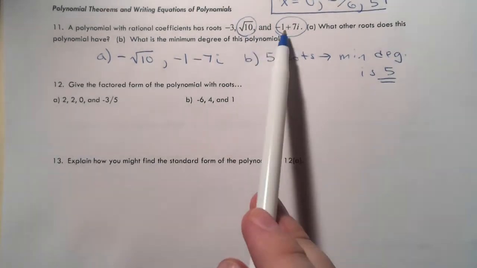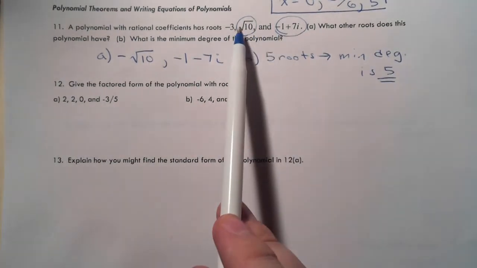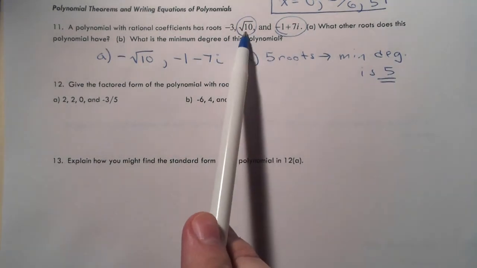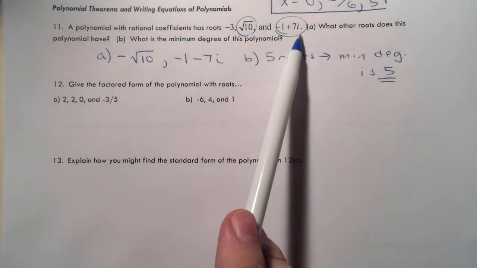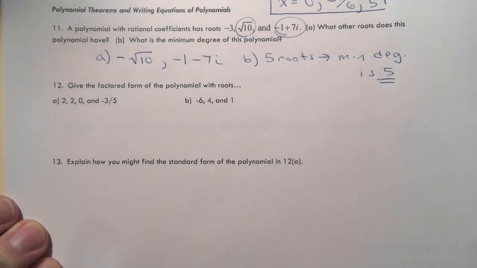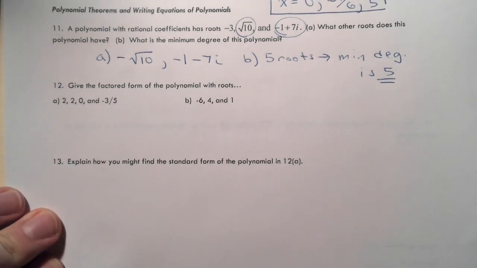These funky roots, anything, not fractions mind you, fractions and integers can come by themselves. But anything with a funky square root that doesn't simplify, or something with an i, that's going to have a partner with it. I want to give the factored form of a polynomial with certain roots. This is the writing part.